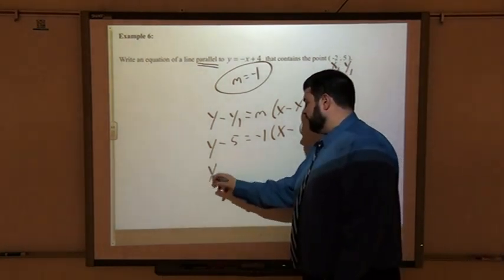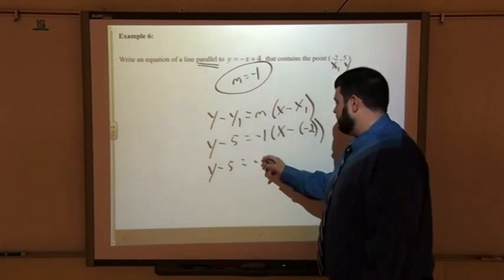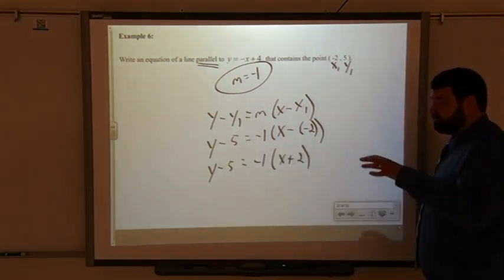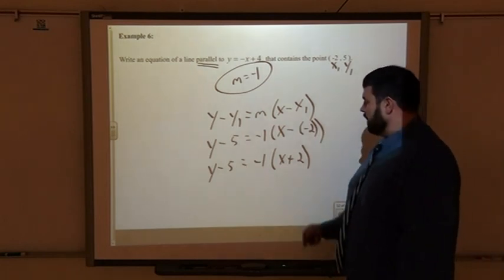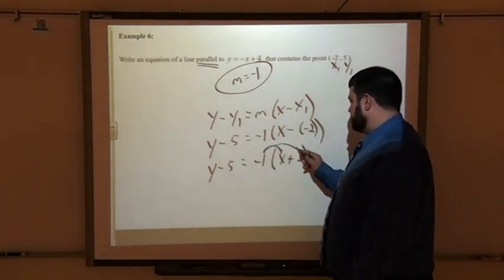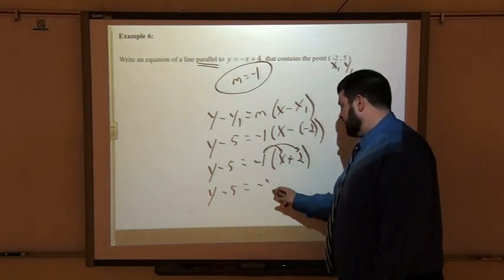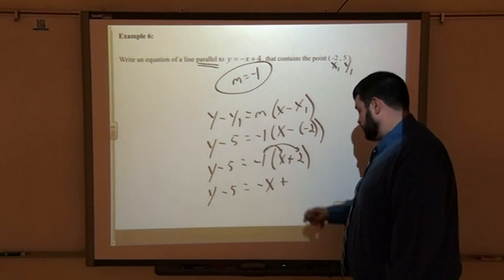So let's clean this up a little bit, and I get y minus 5 equals negative 1 times x plus 2, because minus and negative 2 is the same as saying plus 2. Let's get rid of the parentheses by distributing the negative 1. So y minus 5 equals negative x minus 2.